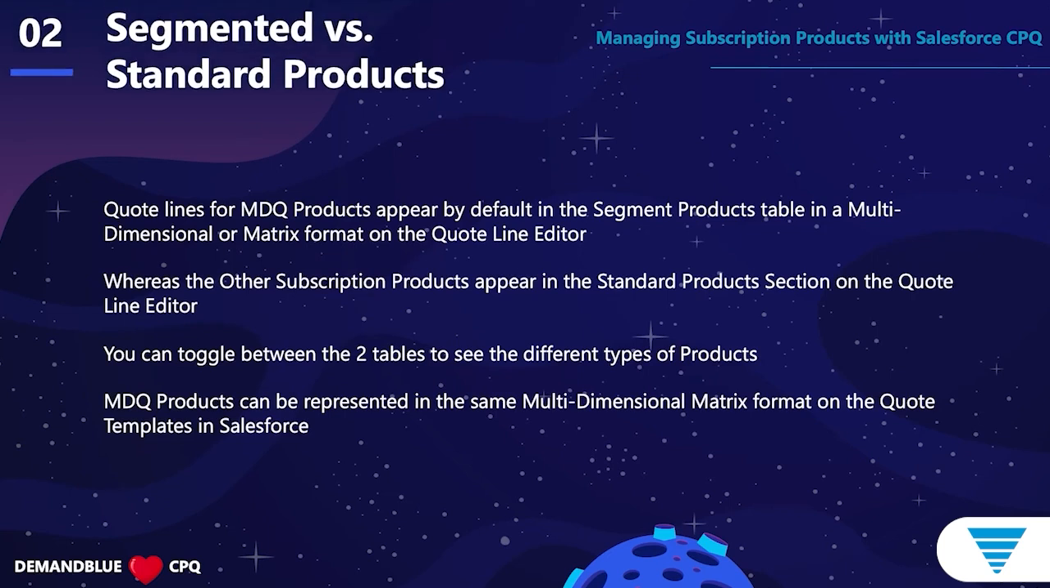Segmented versus standard products. The quote lines for MDQ products appear by default in the segment products table in a multidimensional or matrix format on the quote line editor, whereas the other subscription products appear in the standard products section. You can toggle between the 2 sections to see the different types of products. At the end, each segment is represented by its own quote line. So if you have an MDQ product with 4 segments, one for each year, and a standard subscription product, you'll end up with 5 quote lines on the quote. MDQ products can be represented in the same multidimensional matrix format on the quote line templates in Salesforce.